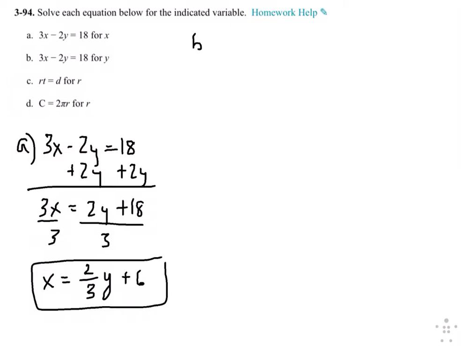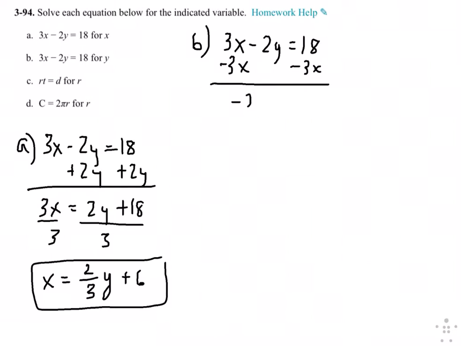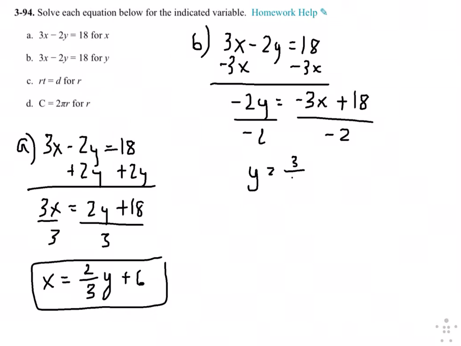Okay, for B, we have 3x minus 2y equals 18, and they want us to solve for y. So we subtract 3x from both sides, and we get negative 2y equals negative 3x plus 18, or 18 minus 3x, doesn't matter. We divide by negative 2, and we get y equals 3/2 x minus 9. Negative 3 over negative 2 is positive 3/2. 18 over negative 2 is negative 9.